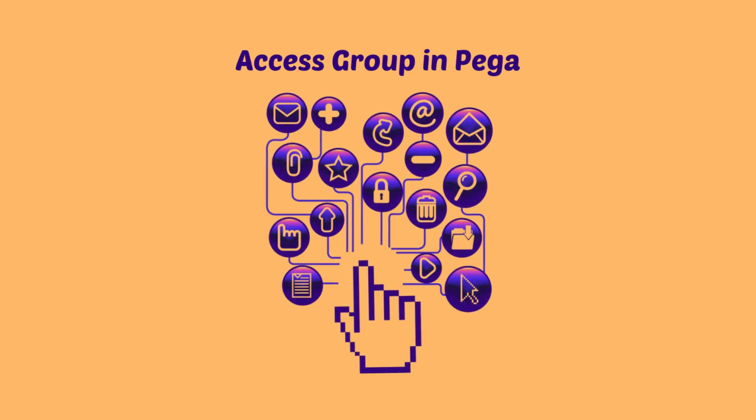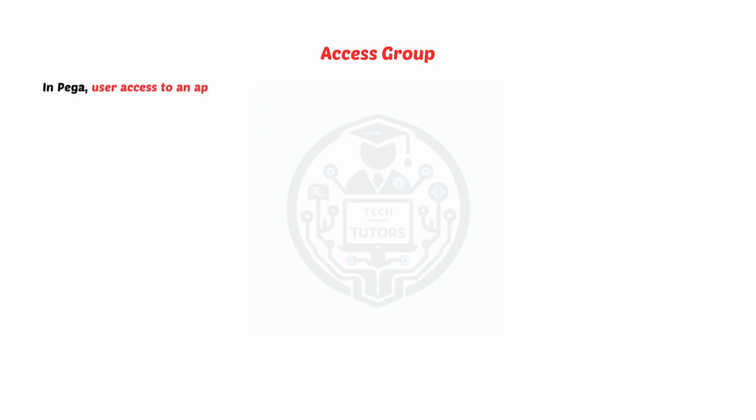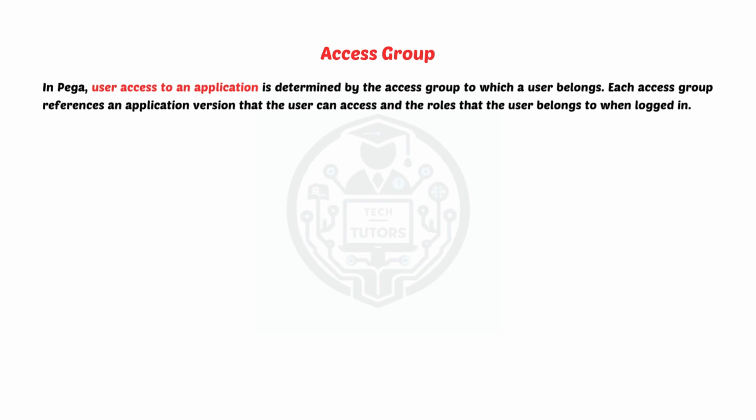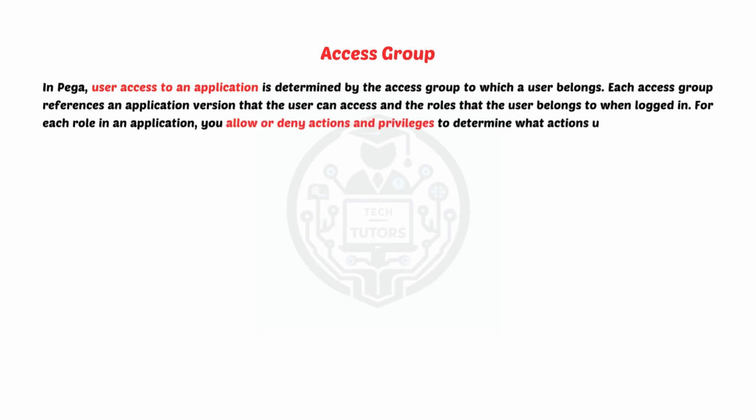Managing user access in Pega may seem complex, but with the right steps, it's simpler than you think. Let's get started. First, let's understand what access groups are and why they're important. Access groups control what users can access, like application versions, roles, portals, and tasks. They make sure users have the right permissions to do their job.